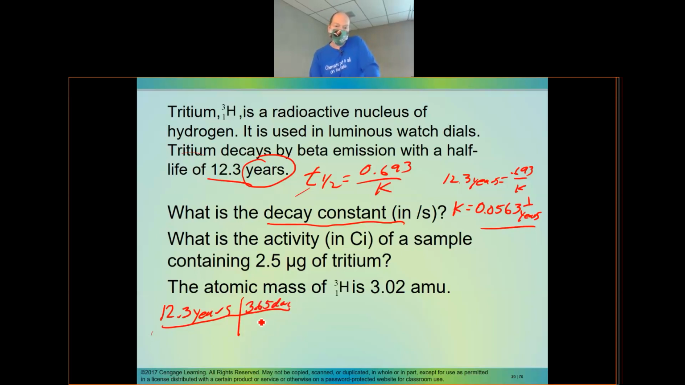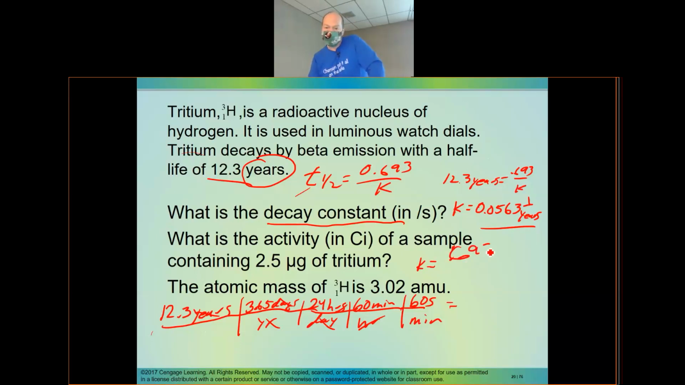365 days in a year. You have your 24 hours in a day. All right, so again, years are canceling, days are canceling. You got 24 hours in a day, so you got 60 minutes in an hour. Hours cancel. And you've got 60 seconds in a minute. And so you just simply multiply your 12.3 by 365, 24, 60, and 60. And then you have your answer in seconds. Then your k value is 0.693 divided by T1/2. So if you put in your T1/2 in seconds, then you have the answer that they want.